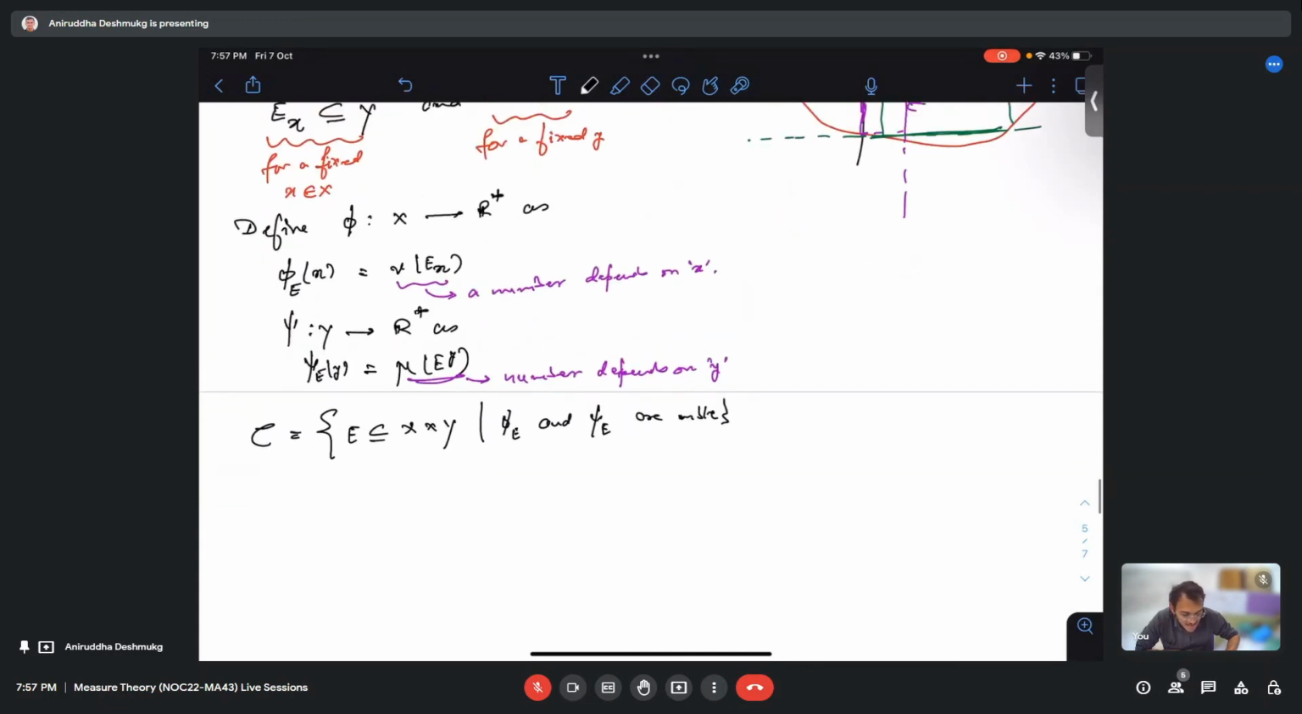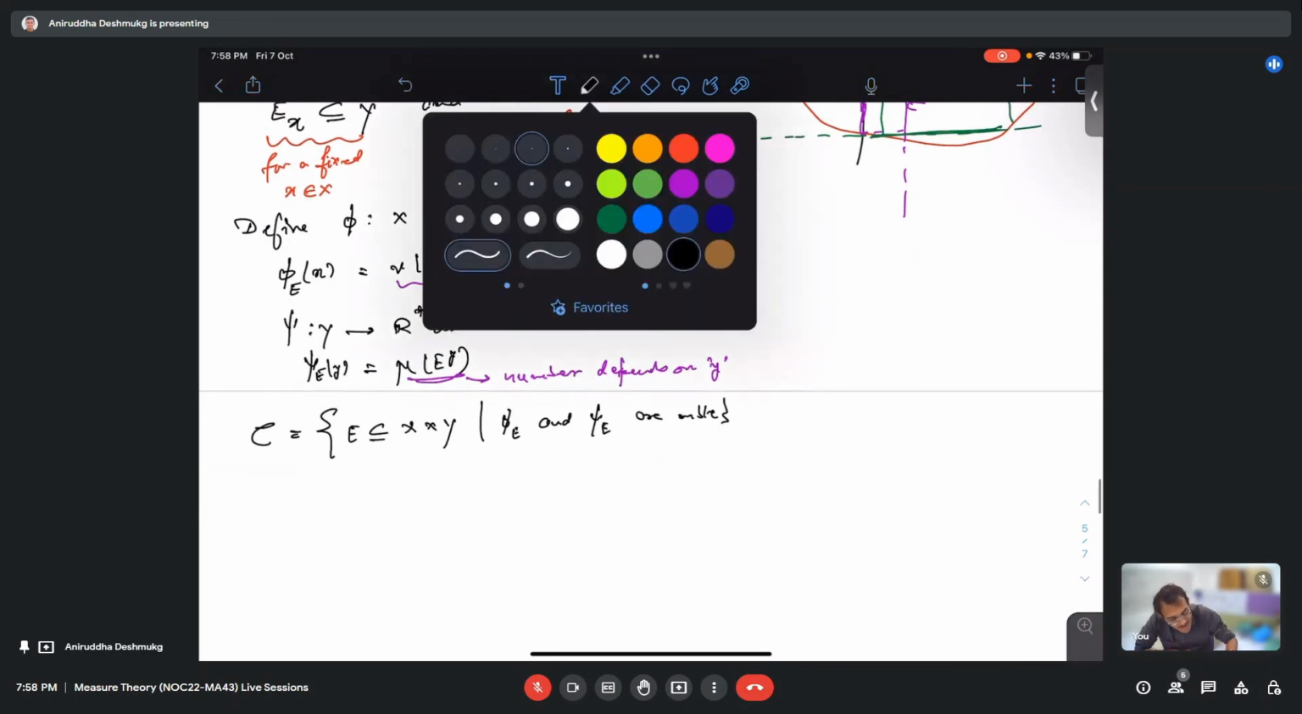Monotone class means if you take an increasing sequence, then that union is inside C. If you take a decreasing sequence, then the intersection is inside C. Yes. Sorry. So closure under both union and intersection. Yes, increasing unions and decreasing intersections. So it doesn't necessarily have to be an increasing sequence, does it? Yeah, it has to be an increasing sequence.